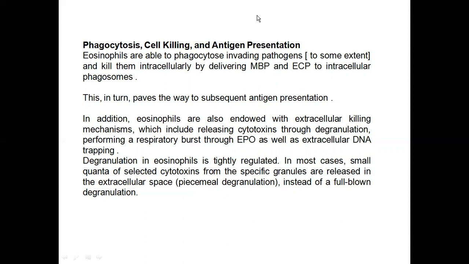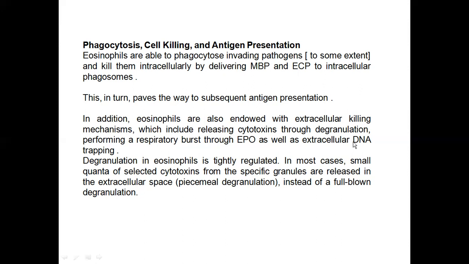For instance, it can release these different cytotoxins which are present inside its granules, and with the help of these cytotoxins can degrade that particular pathogen, which later would be taken up by different types of macrophages in your system.